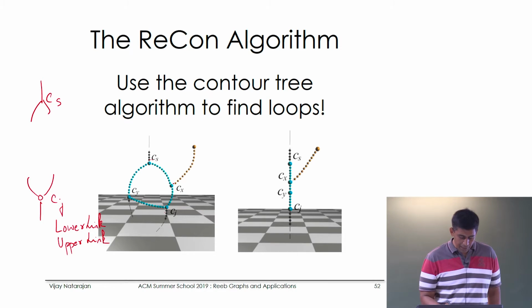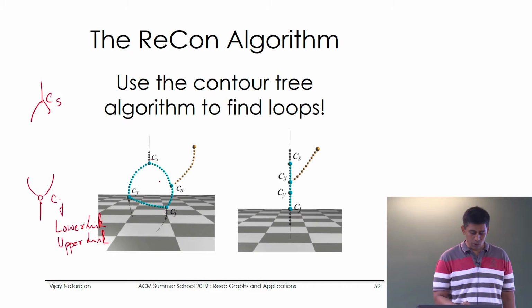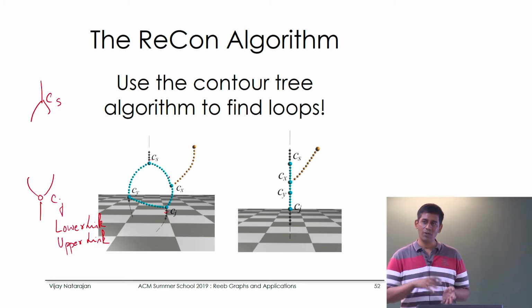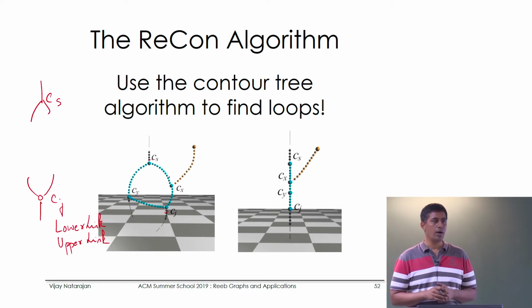But even this one will have a similar behavior. C sub x will also look locally like C sub j. How do I distinguish and find that I am C sub j and not C sub x? As in, I am a saddle that defines a loop and not somebody who is splitting one component into two components. How do I distinguish between the two? This is the key. And it turns out that you can actually find that by running just the union find sweep in one direction.